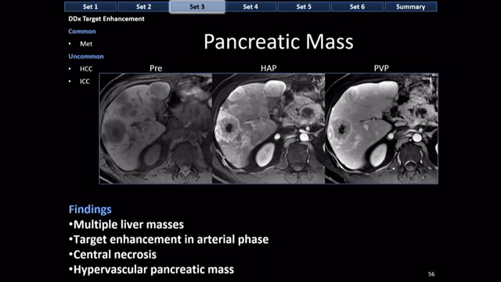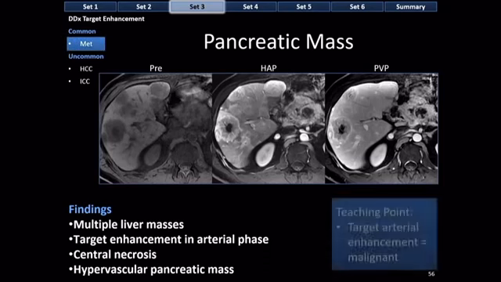So just like mosaic enhancement is a very bad thing to have, target enhancement is a very bad thing to have. Those are your choices. You choose which one you'd rather have. So in this particular case, the presence of the pancreatic mass is what allows us to make the diagnosis of a metastasis. Teaching point: target enhancement is malignant.